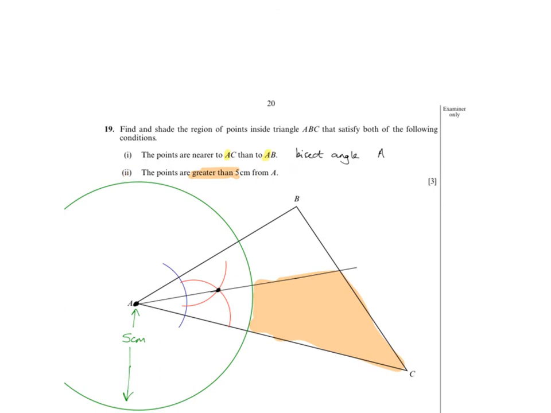Next, it said points that are greater than 5 centimetres from A. So I measured 5 centimetres with my compass, drew the green line, and because it wants greater than 5 centimetres, that's everything here, but it wanted everything less than this line because it said nearer to AC. So that's how I shaded the orange bit.